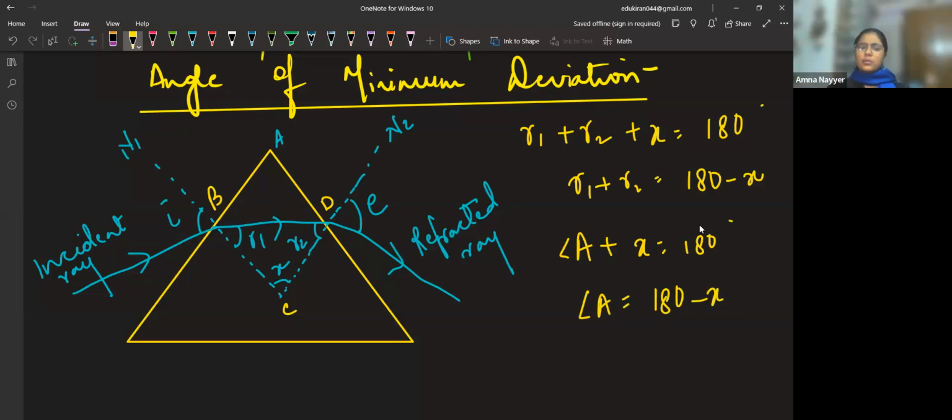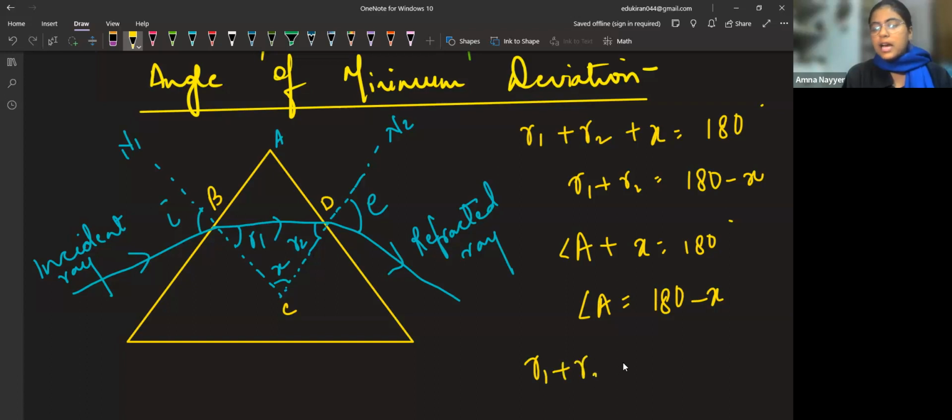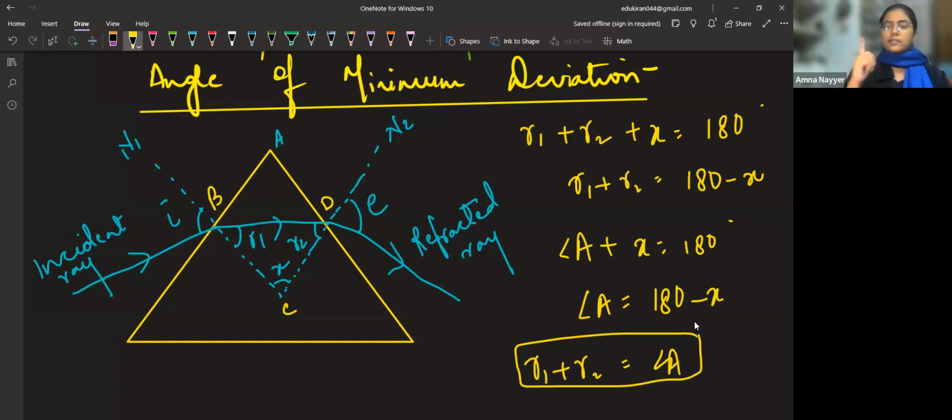Can you see both of these equations are the same? This is equal to 180 minus X, and the other equation is also equal to 180 minus X. If both equations are equal to 180 minus X, it means you can equate both of these, right? R1 plus R2 you can equate to angle A. So R1 plus R2 is equal to angle A. All right, so this is the first equation that we'll get. This equation is not just in terms of derivation. This is a proper equation that is helpful for you further also.